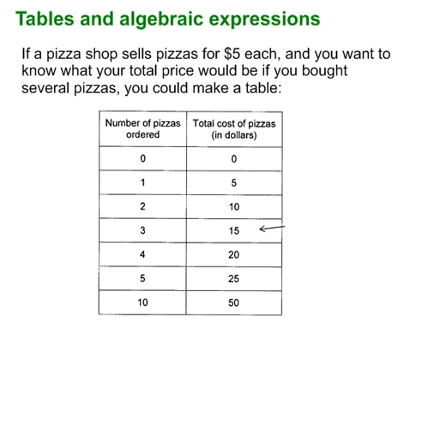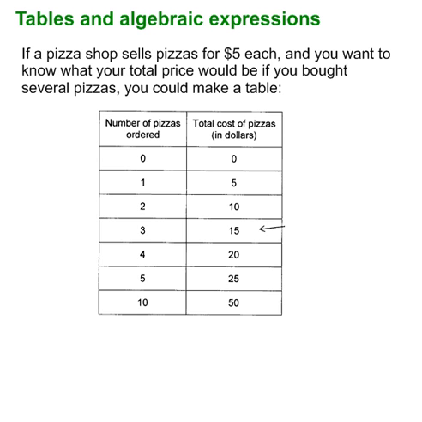Section 1.2 homework problems 11 through 14 are about tables and algebraic expressions. So one way of displaying a set of numbers and their relationship to each other is to put the numbers in a table, and that's what we're doing in this part of section 1.2. So we have a table here that shows number of pizzas ordered and the total cost of pizzas. So if a pizza shop sells pizzas for $5 each and you want to know what your total price would be if you bought several pizzas, you could make a table.